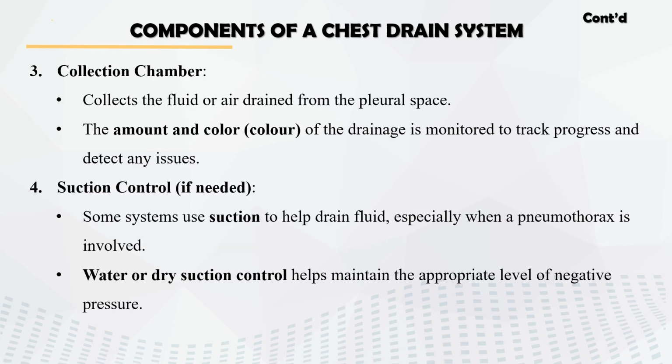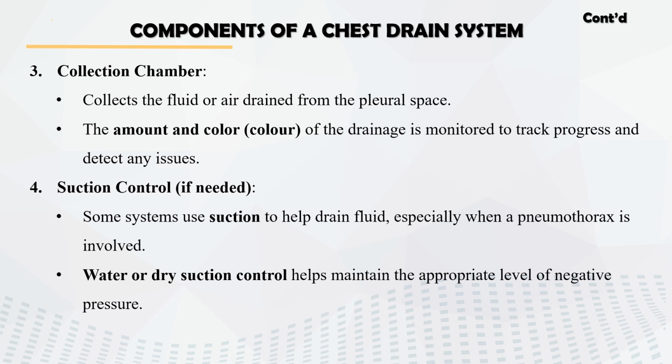Thirdly, on the components of a chest drain system is the collecting chamber. The collecting chamber collects fluid or air drained from the pleural space. The amount and color of the drainage is monitored to track progress and detect any issues. So basically, a collecting chamber is used to track if there are any issues, and it collects the fluid.